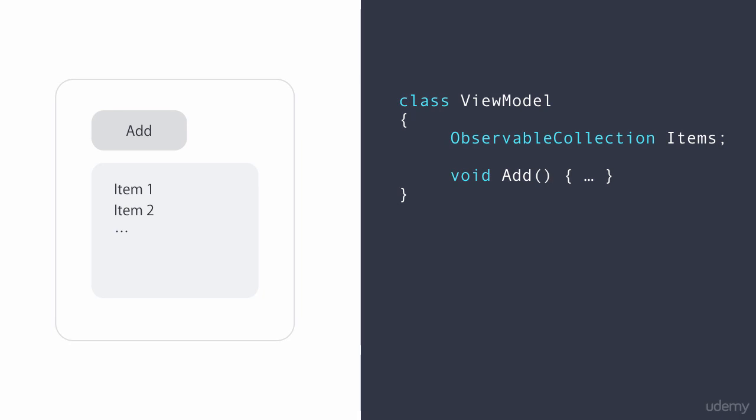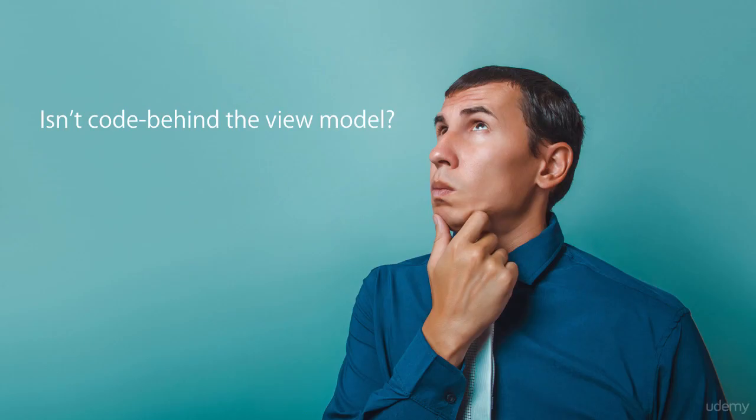So this property represents the state of the view, the state of the page. This class should also have a method like add, and this method is called when we click the add button. So pretty simple, it's no magic. Now you might ask, but Mosh, what you're saying sounds like the code behind. Because in the code behind, we have this observable collection and this add method in terms of an event handler that is linked to the button.